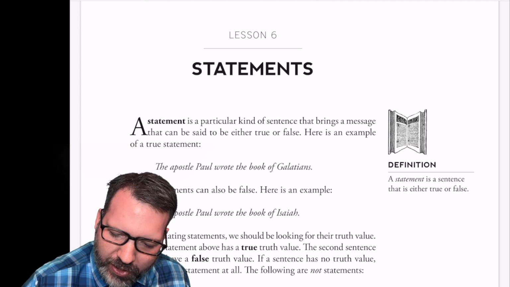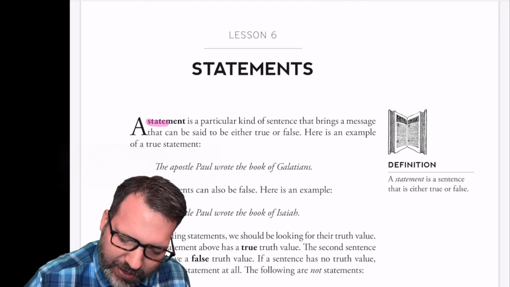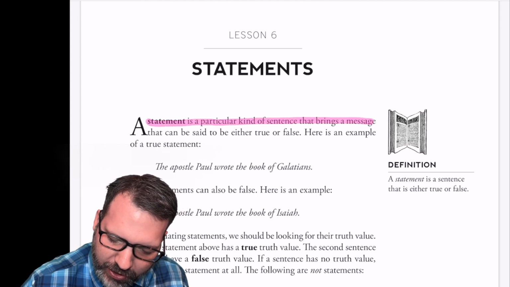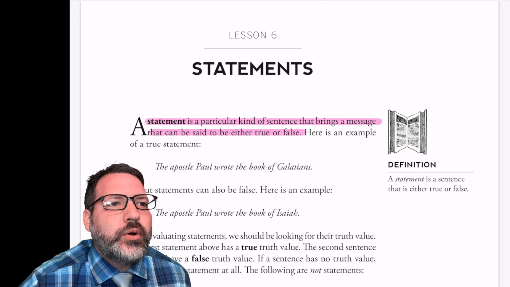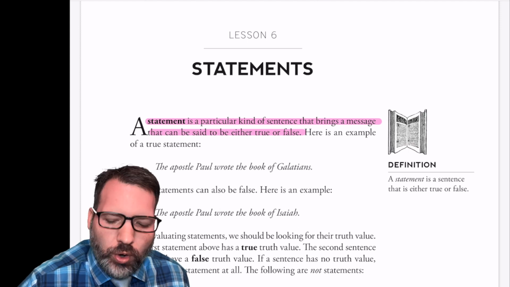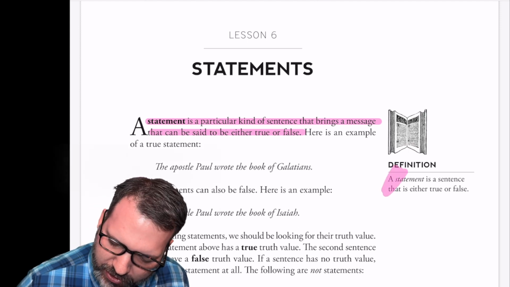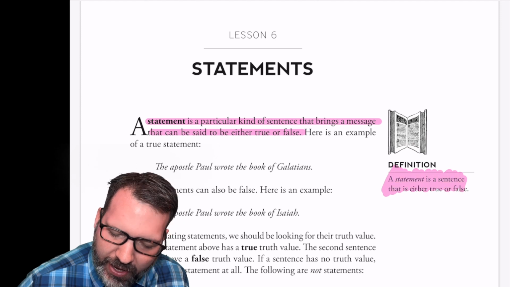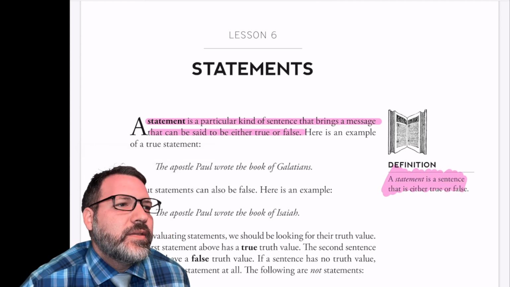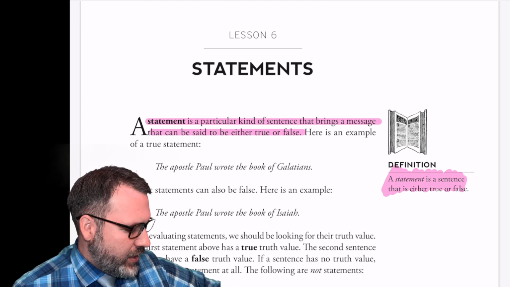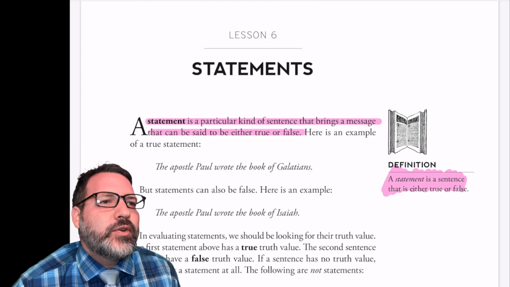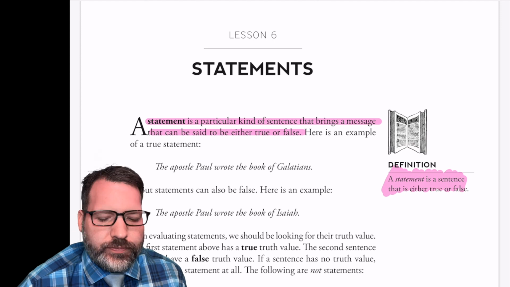And right off the bat, we get a thing that we should highlight. A statement is a particular kind of sentence that brings a message that can be said to be either true or false. Or another way to put that, and really they just say it right here in the margin, a statement is a sentence that is either true or false. A statement is a sentence that is either true or false.